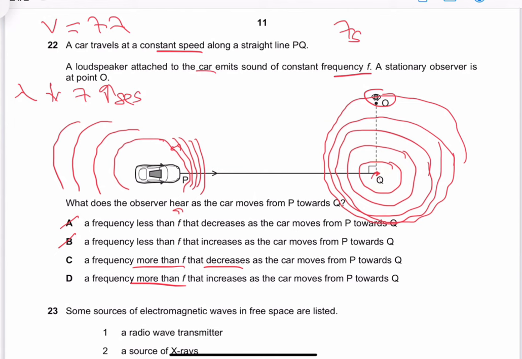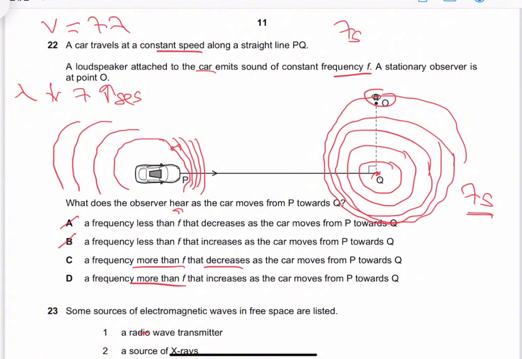So Q and O are at different positions, but they should experience the same effect because the wave generally travels in a variety of directions, right? So if you're at Q, you're supposed to be experiencing FS, that constant frequency F, which should be the same when you're at O, because the waves are neither being squashed nor stretched, so the frequency is the same. But here, the frequency was higher, and it decreased the moment it arrived at Q. So that frequency, which was more than F, decreases as the car moves from P towards Q.